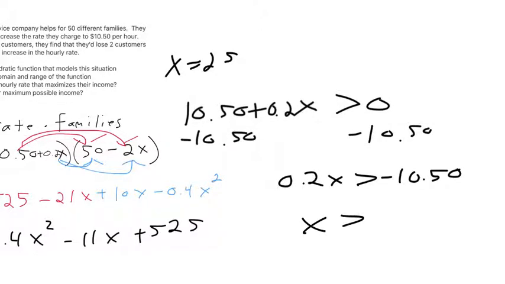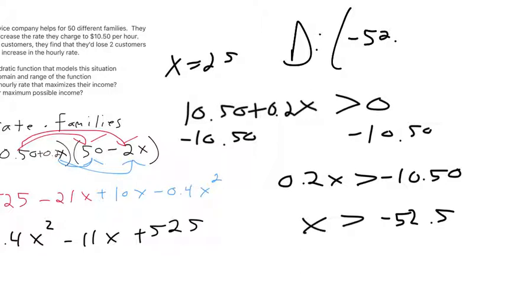And divide both sides by 0.2x. Divide both sides by 0.2. So in order to make sure our rate never goes past 0, x has to be greater than negative 52.5. So our domain for this function we found, we don't want it to be exactly 0, so I'm going to use parentheses. Negative 52.5 to 25 is our domain.